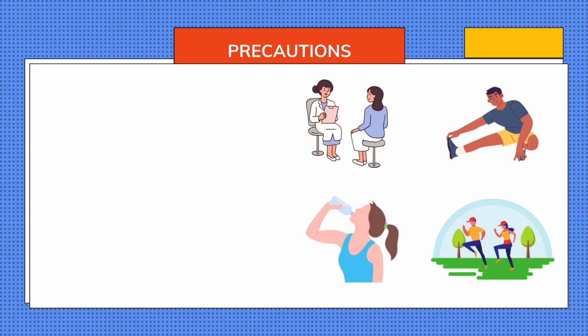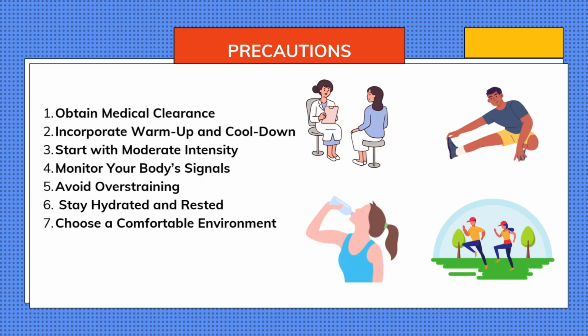Precautions for exercise. Obtain medical clearance. Before starting any exercise program, consult your healthcare provider, especially if you have pre-existing conditions like hypertension, heart disease, or diabetes. Incorporate warm up and cool down. Spend 5 to 10 minutes warming up to prepare your muscles and heart for activity. Cooling down helps your body return to its resting state gradually, preventing sudden blood pressure changes.